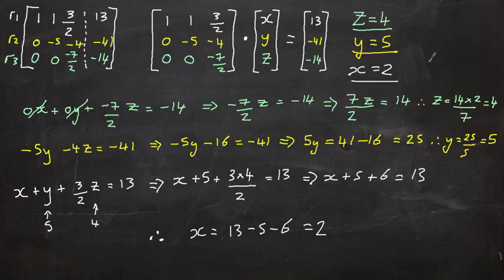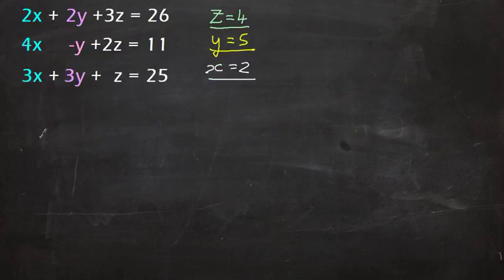We found the solutions to the three simultaneous equations, and then we found that z is 4, y is 5, and x is 2. So we plug them back into the original equations to see if they work. Take equation 1, 2x plus 2y plus 3z is 26, so x is 2, y is 5, and z is 4. So that's 2 times 2 added to 2 times 5 for 2 lots of y, added to 3 lots of z, which is 3 lots of 4.